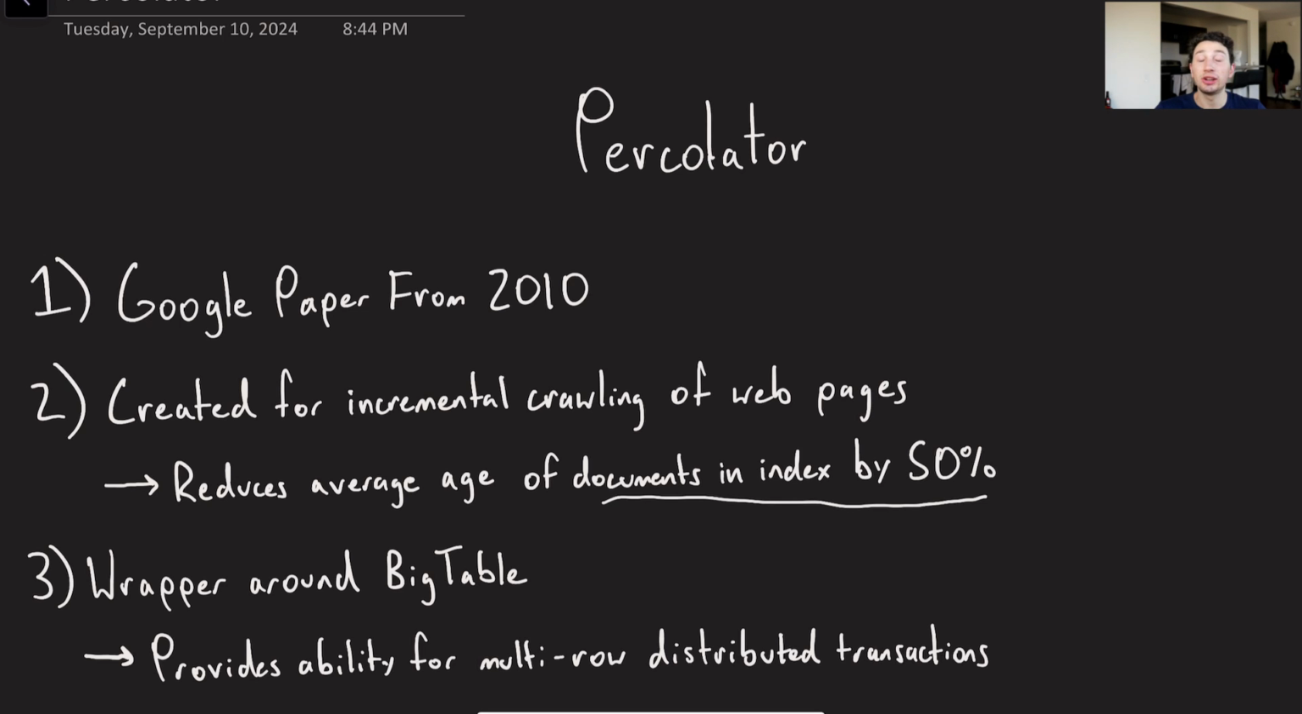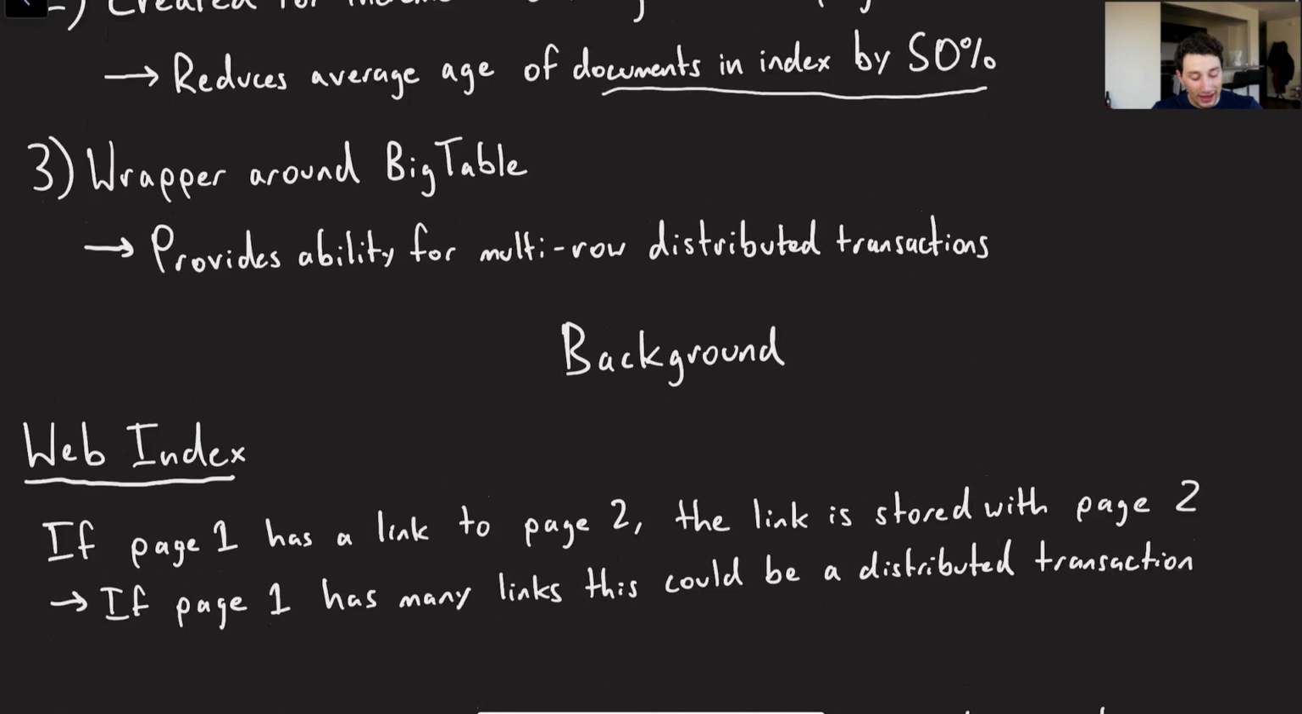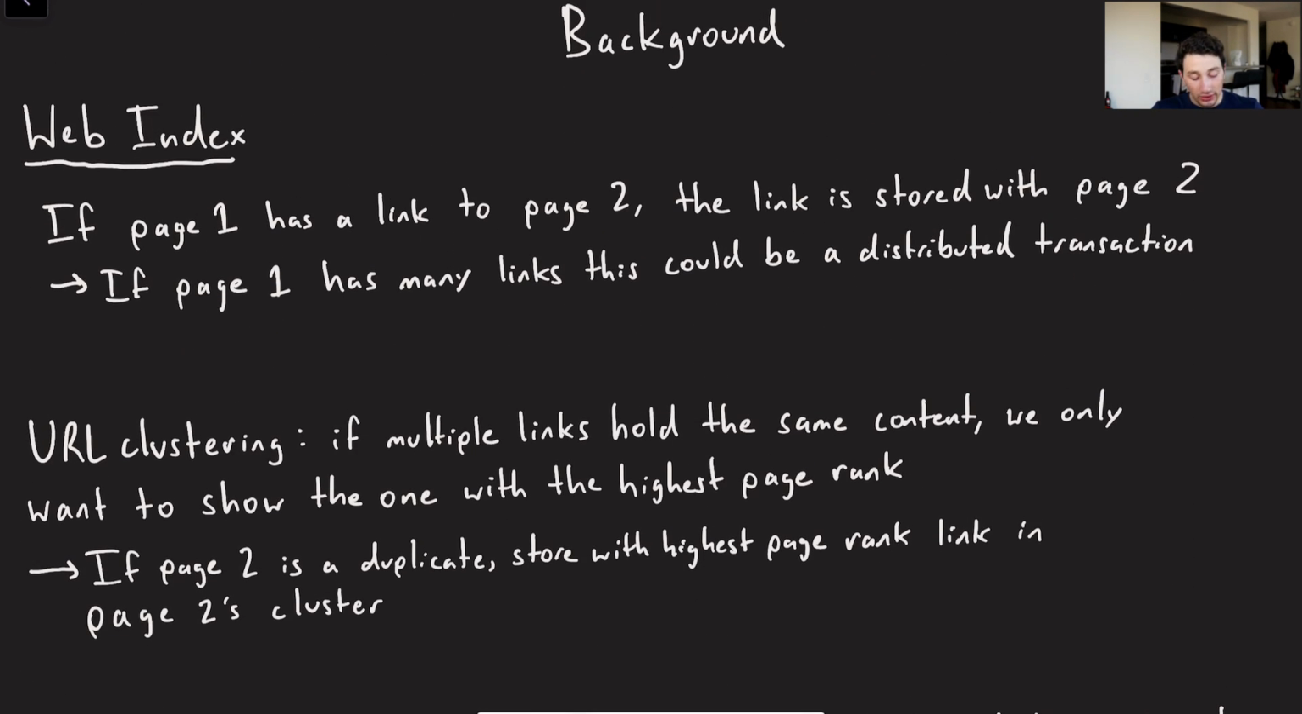Ultimately, Percolator is just a wrapper around Bigtable, so it will help if you've watched the Bigtable video and similarly the GFS video, because otherwise we're going to use some concepts that we haven't yet discussed. So let's go ahead and talk about it, because ultimately what they're doing is providing a bunch of multi-row distributed transactions. Cool. So let's go ahead and discuss the need for Percolator in the first place.